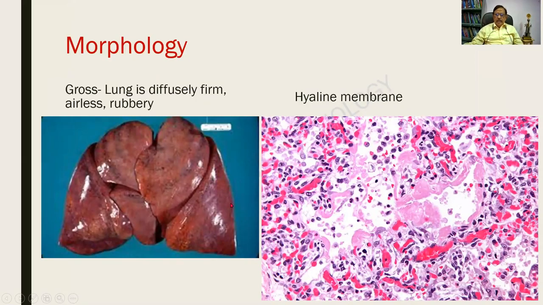This is the morphology. I am finding a lung that is appearing more or less solid. It is almost of the same size, but it is appearing rubbery. Even without touching, I can say that it is like this. And it is diffuse, affecting the entire lung. In fact, both the lungs, all the lobes. So, lung is diffusely firm, airless, rubbery. These words alone you remember.